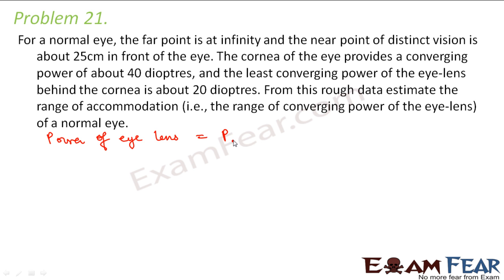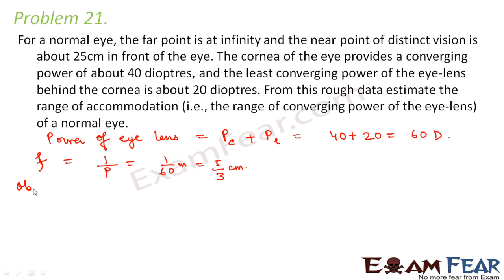So total power would be the power of cornea plus the power of the lens, which will come out to be 40 plus 20, that is 60 diopters. So that means what is the net focal length of the eye lens? That is 1 by P, which is 1 by 60, that is 5 by 3 centimeters. This was meter.